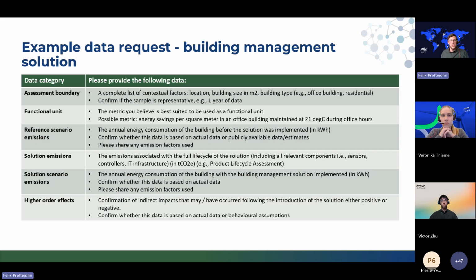Then the solution scenario emissions. So in the building management solution scenario, this is the energy consumption of the building after the solution was implemented.